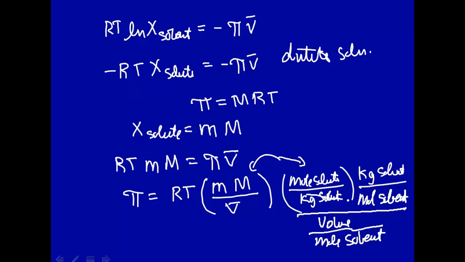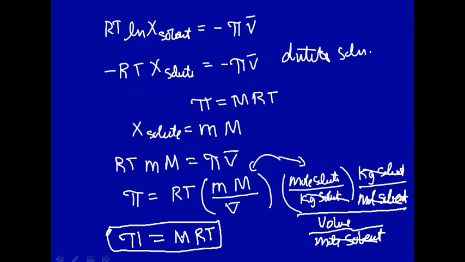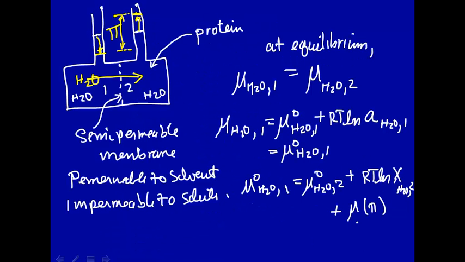So if we cancel these things out, kilogram of solvent, kilogram of solvent, mole of solvent, mole of solvent, what you're left with is mole of solute per volume. Mole per volume is molarity. So this term is just molarity. Molarity times R times T. Pi is equal to that. So there is the introductory chemistry equation that was just presented, but we got that by considering chemical potential and the extra contribution to chemical potential due to this hydrostatic pressure gradient.